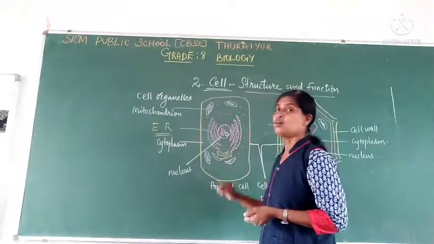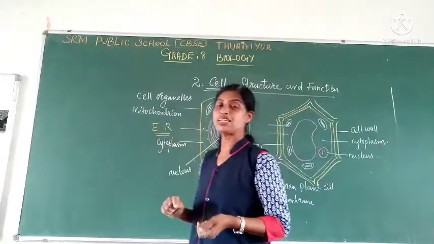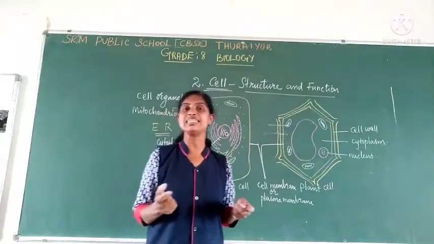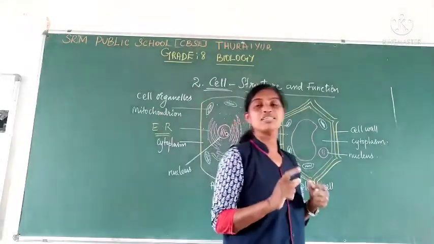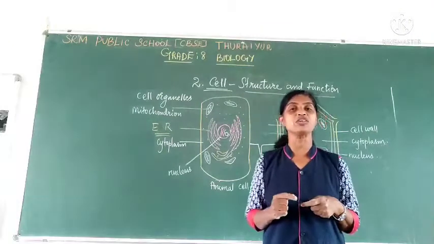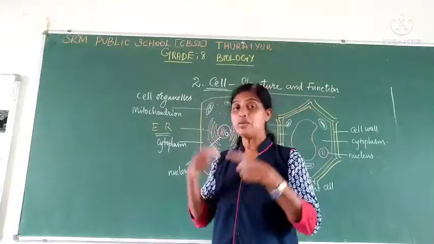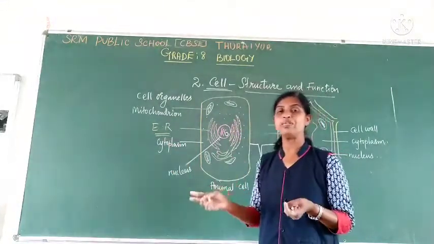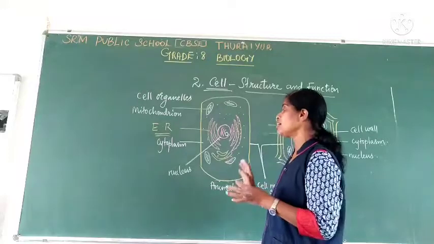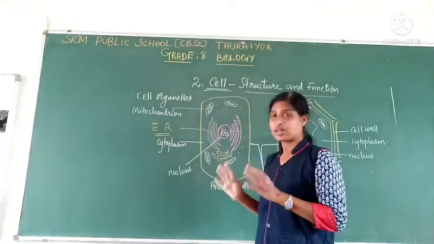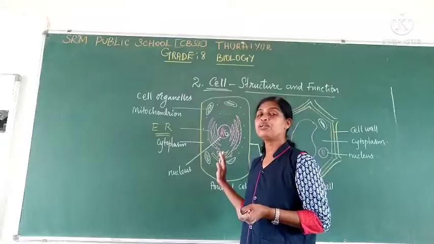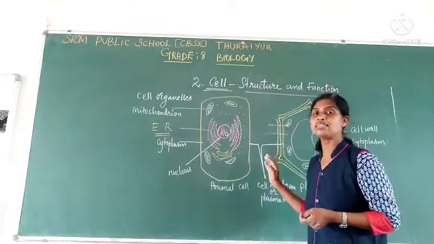Understand? And then, what is the function of rough endoplasmic reticulum? They help in protein synthesis. Now, what is the function of smooth endoplasmic reticulum? They help in synthesis of lipids. Understand? So, these are some of the structures. They are found in both animal cells and plant cells.